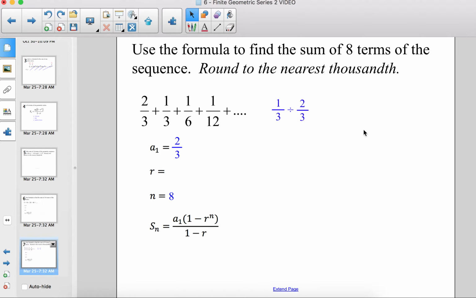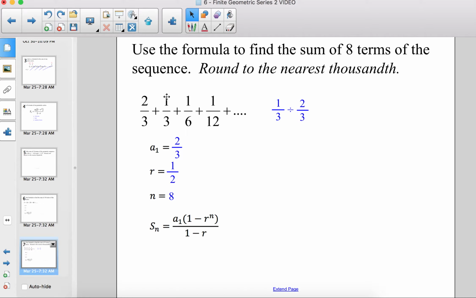So I have that set up over here. We're going to take 1/3 divided by 2/3. You could have also done 1/6 divided by 1/3. This will give me my ratio. So if you do this, 1 divided by 2 is 0.5, 3 divided by 3 is 1, so 0.5, aka, I wrote it the fancy way, 1/2.